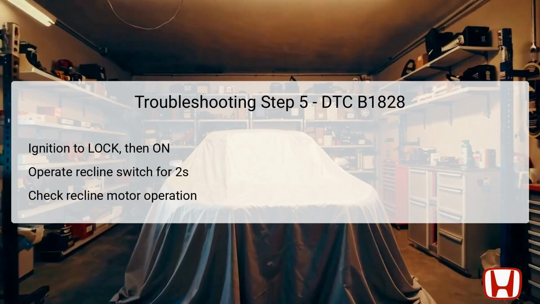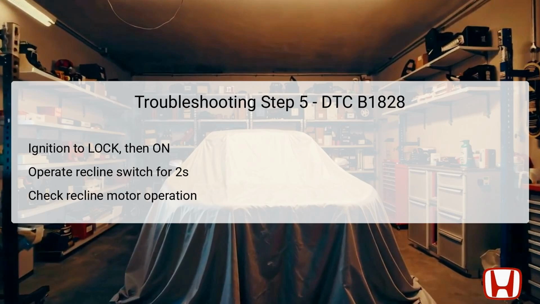In the fifth troubleshooting step, you need to turn the ignition switch to lock, which will allow you to reset the system momentarily. After that, turn the ignition back to the on position, 2, to power up the vehicle systems. Once power is restored, manipulate the recline switch for a duration of around 2 seconds. This test serves to prompt the recline motor to engage and allows you to listen for any operational sounds.